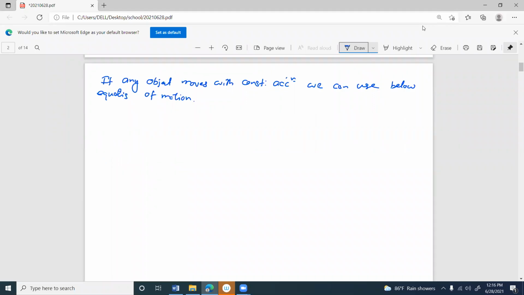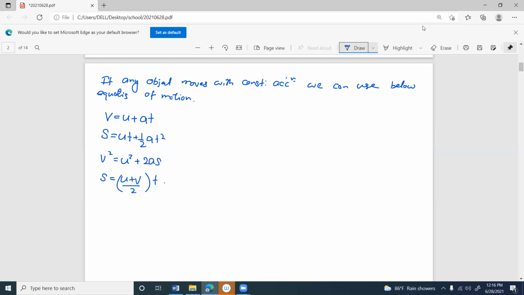Right. The first formula is v = u + at. Next one is s = ut + ½at². Other one is v² = u² + 2as. Other one is s = ((u + v)/2) × t. These are the formulas. I think you are aware of these terms.